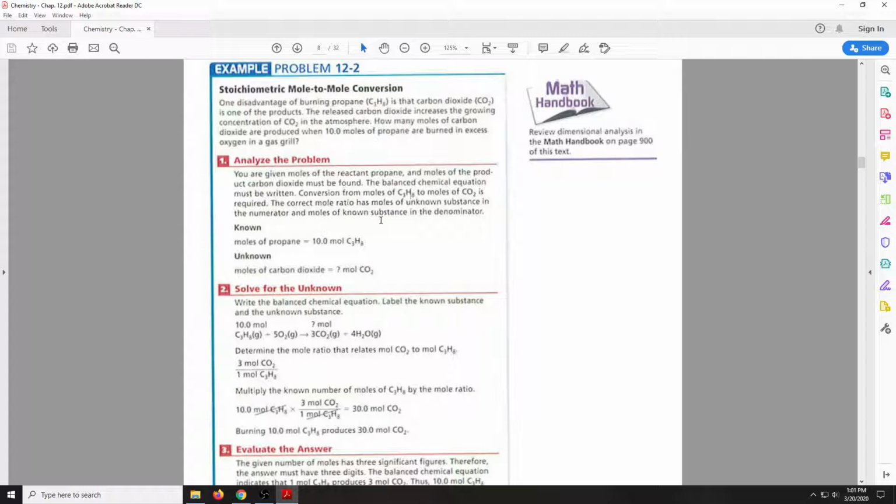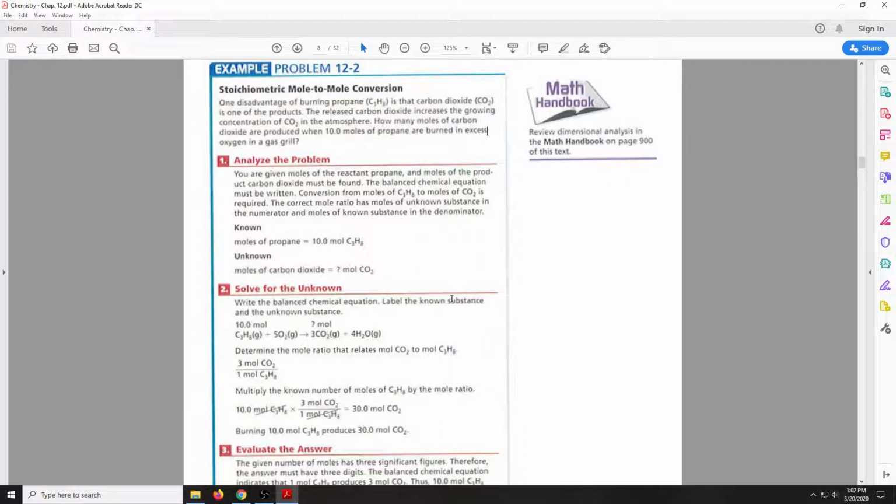So we're starting with moles of propane, and we're ending with moles of carbon dioxide. So this is what's called a mole-to-mole conversion. And these are the simplest ones. Okay? It says are burned in excess oxygen, meaning we don't have to worry about oxygen. There's enough to continue going. We don't have to worry about running out of oxygen. We need to just be concerned. We start with 10 moles of propane. How many moles of carbon dioxide are going to form from this?